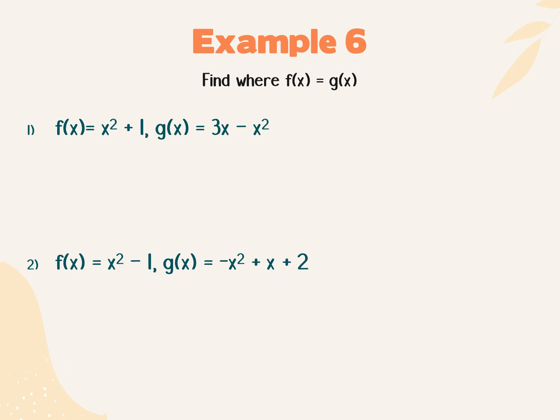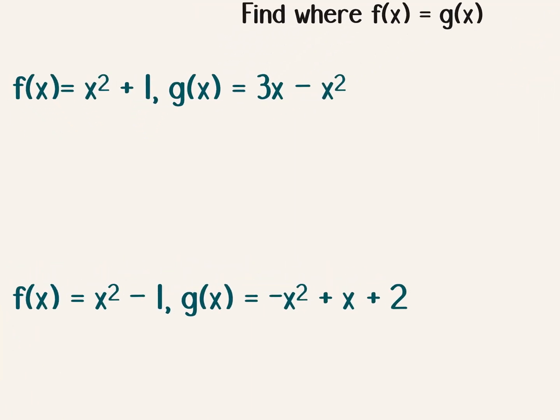All right, example 6 says find where f of x equals g of x. So each of these have both an f of x and a g of x. What do you think you're going to do? Set them equal to each other. So x squared plus 1 would equal 3x minus x squared. Now what?